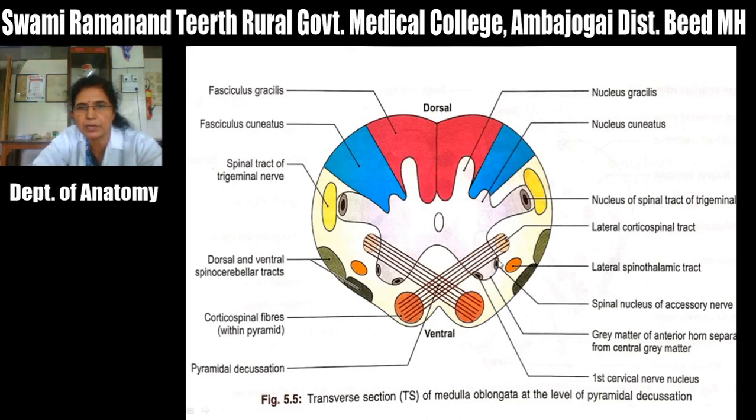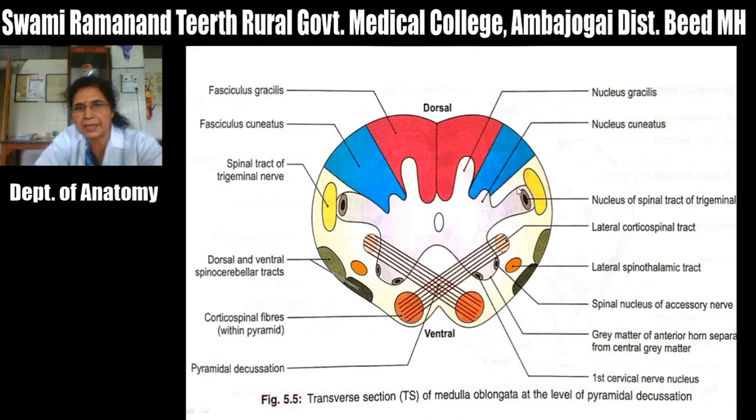Above this spinal nucleus of the accessory nerve, it continues as the nucleus ambiguus, and below this, the spinal nucleus of the accessory nerve continues down to the C4 to C5 segments of the spinal cord. This supraspinal nucleus, above, continues as the hypoglossal nerve nucleus. Now posteriorly, this dorsal horn shows projections at this level.